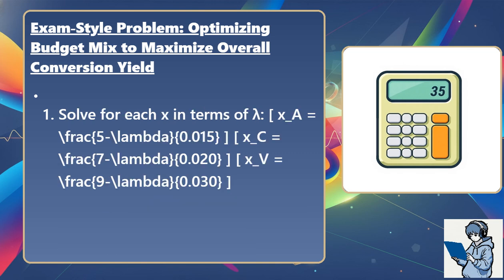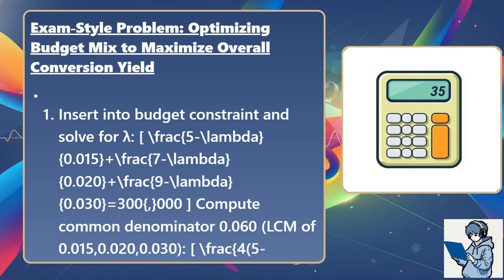4. Solve for each x in terms of lambda. Xa equals open fraction 5 minus lambda over 0.015 close fraction. Xc equals open fraction 7 minus lambda over 0.020 close fraction. Xv equals open fraction 9 minus lambda over 0.030 close fraction. 5. Insert into budget constraint and solve for lambda. Open fraction 5 minus lambda over 0.015 plus open fraction 7 minus lambda over 0.020 plus open fraction 9 minus lambda over 0.030 equals 300,000.